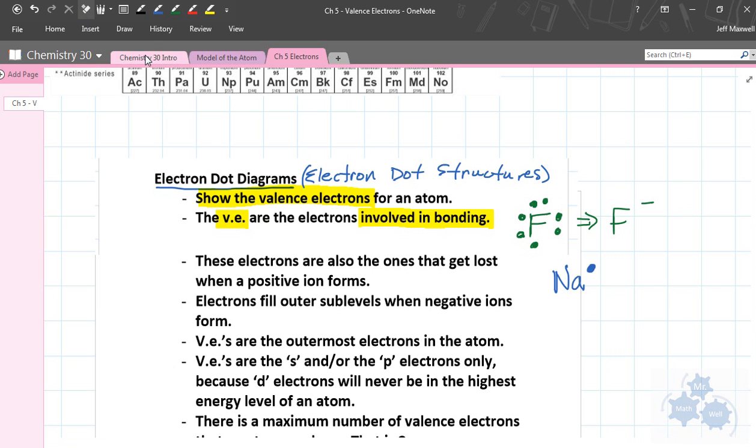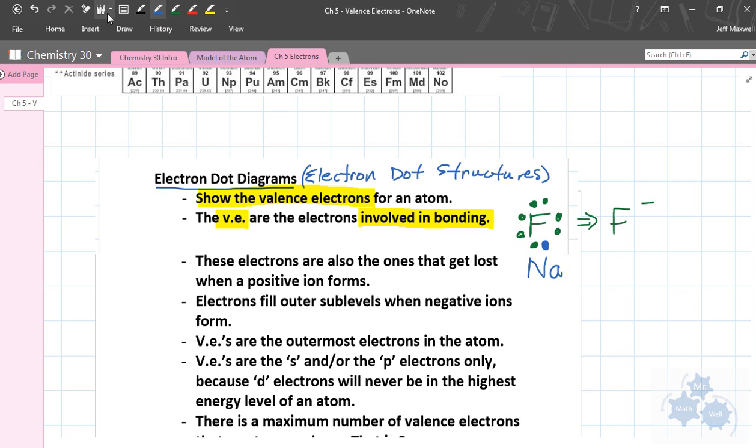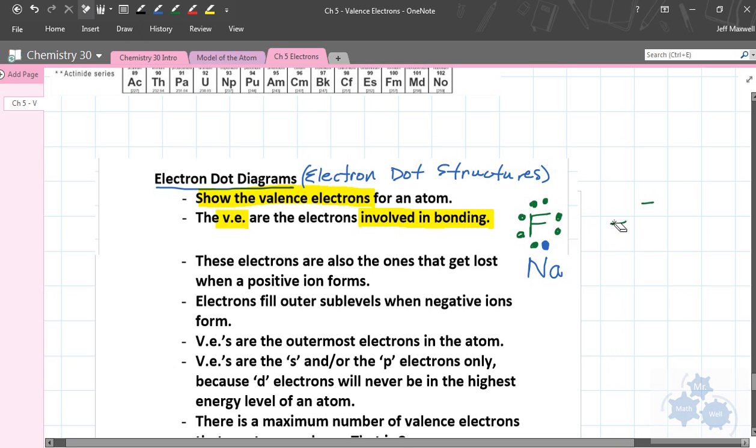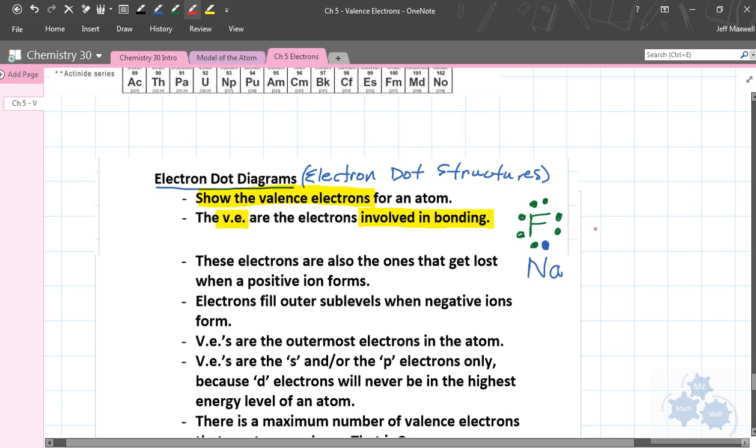And you could actually draw it like this. Na on here, and then its electron slides in there. And that is how you would draw the electron dot diagram for the compound sodium fluoride, NaF. So it's sort of an easy way of showing the electrons.